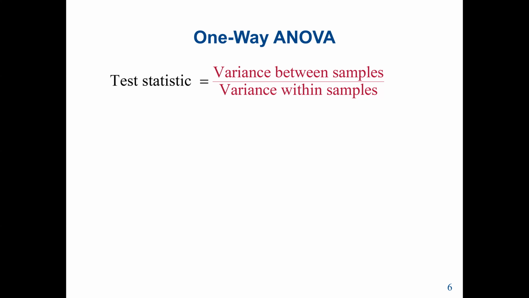Then before we do our rejection and acceptance H0 regions, we do our test statistic to compare. So how do we find the test statistic? In ANOVA, we have two-way and one-way. This is one-way ANOVA: the variance between the samples divided by the variance within the samples.